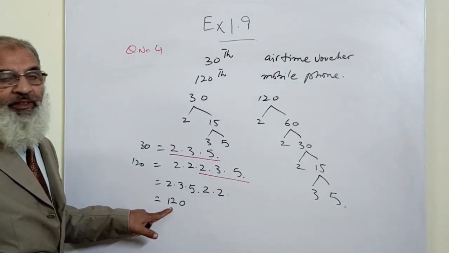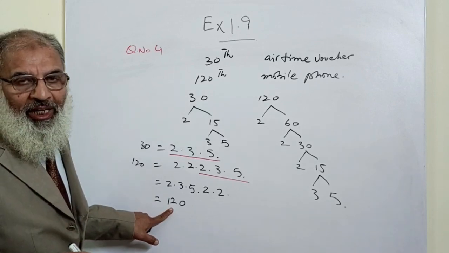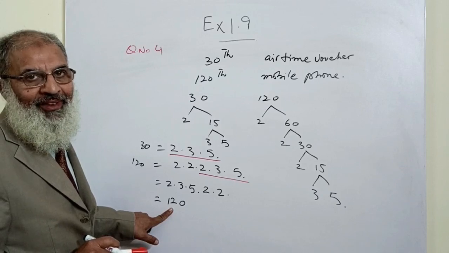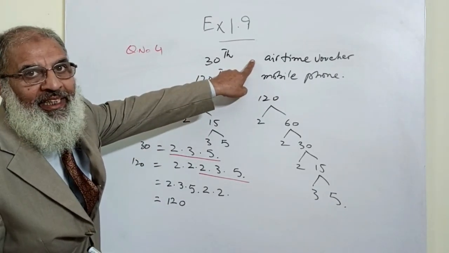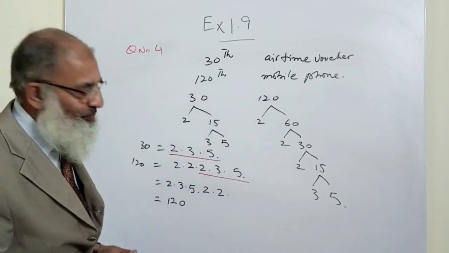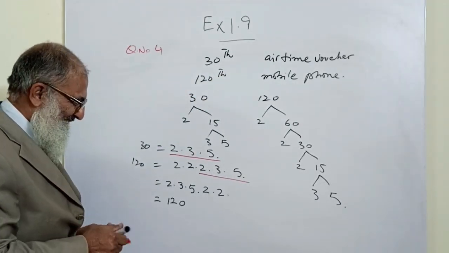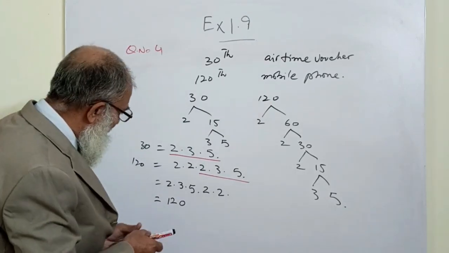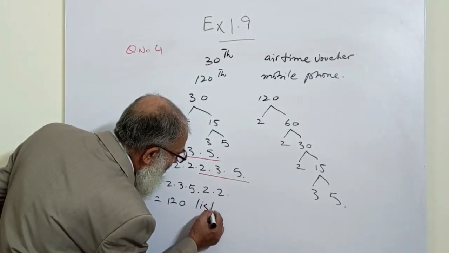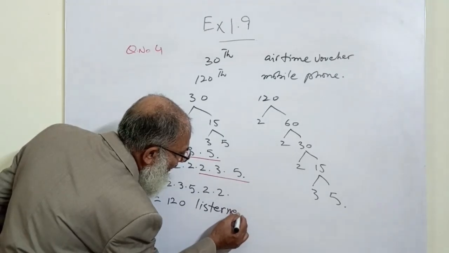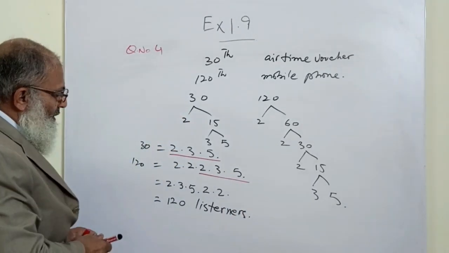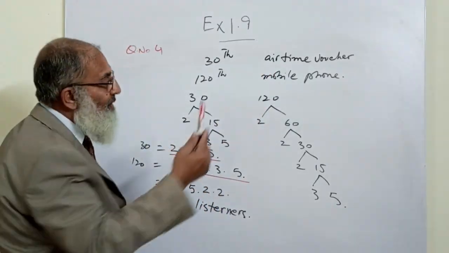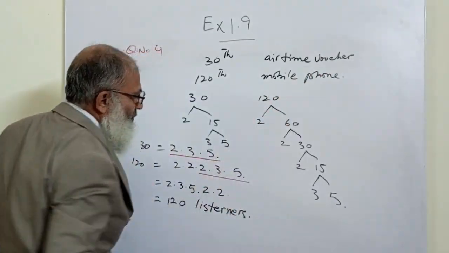So after each 120 phone calls, I will be the 121st, that I get an airtime voucher and a mobile phone. So the answer is 120 listeners. I told you to write the units whatsoever. So after 120 listeners, I will get an airtime voucher and a mobile phone.